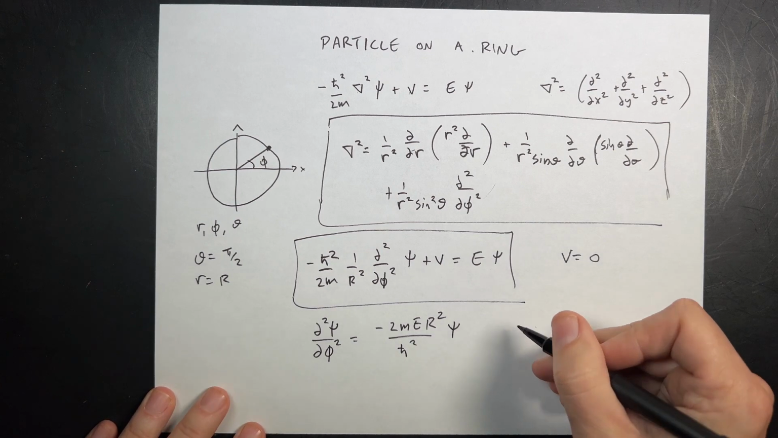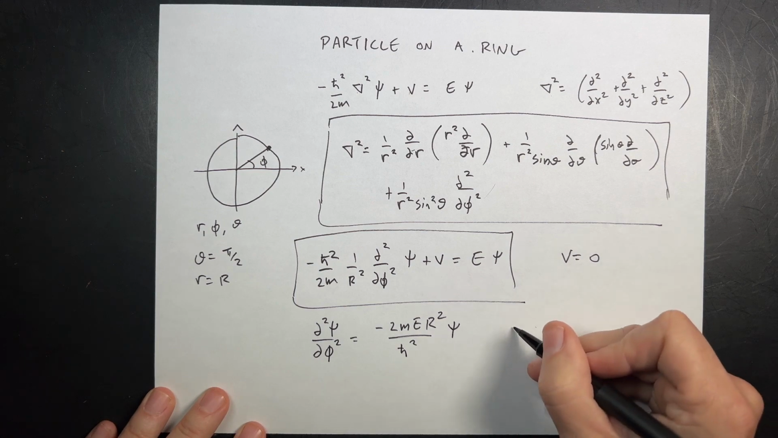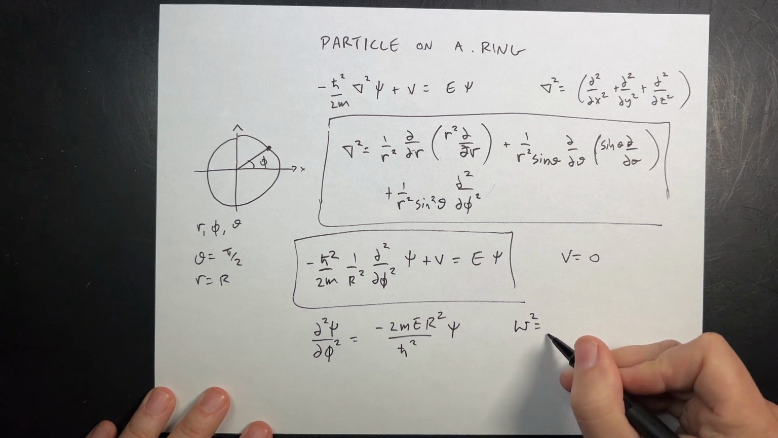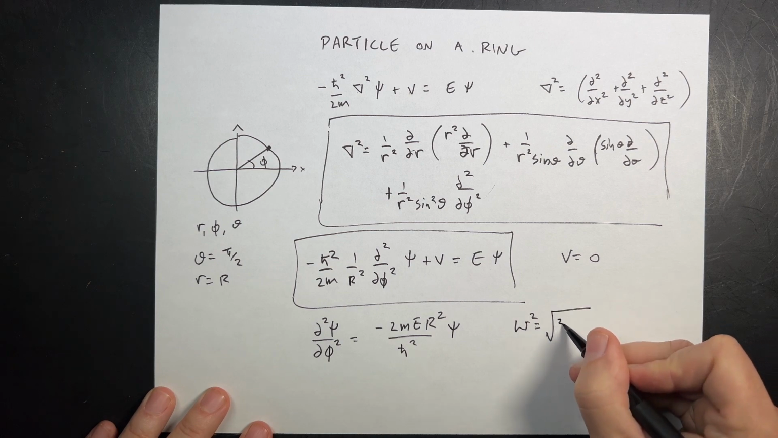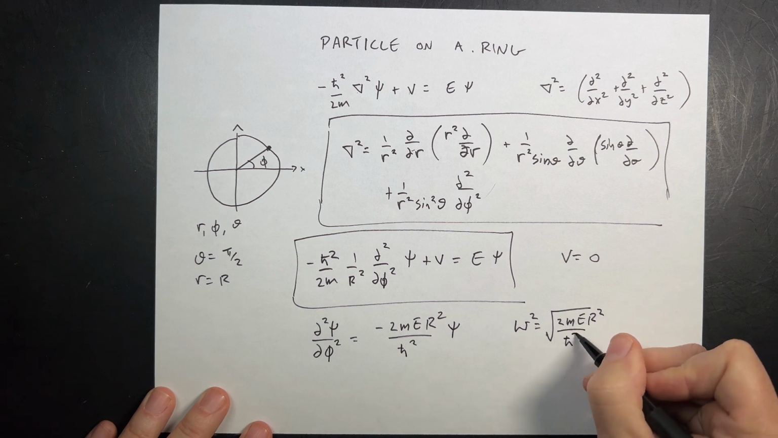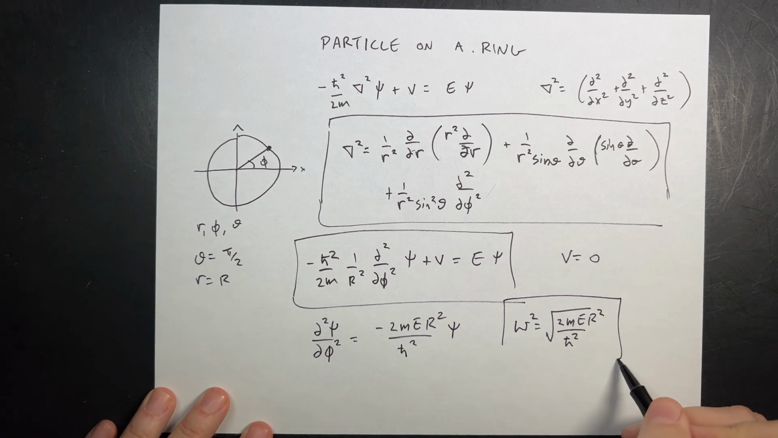So let's call this constant omega squared. So omega squared is going to be equal to all of that stuff, 2m e r squared over h bar squared. Or I could pull the h bar out, that's fine.